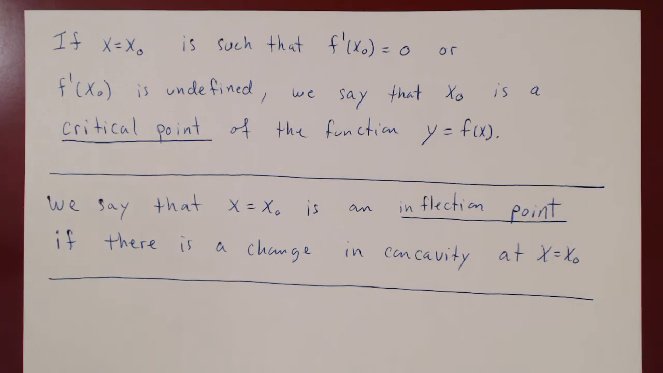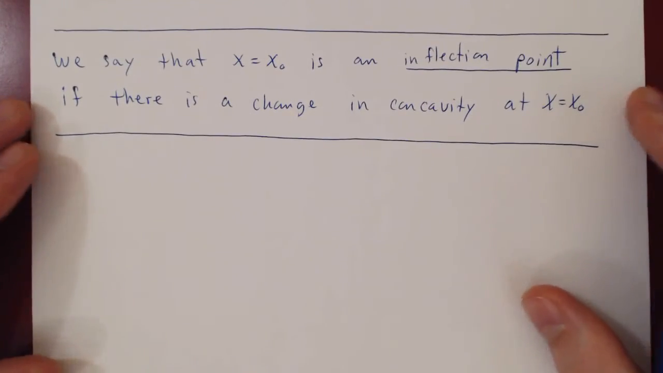If the second derivative is always positive, the curve is always concave up, and that's it. If the second derivative is always negative, the curve is always concave down, and that's also it. So the only way to have a change in concavity is if you have a point where the second derivative is 0, or where the second derivative is undefined. And this is our conclusion with inflection points.